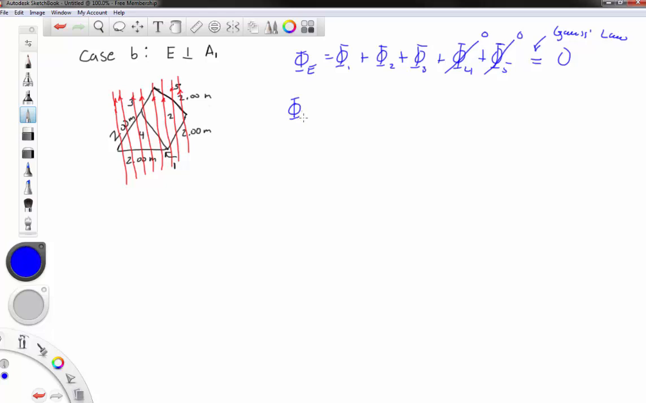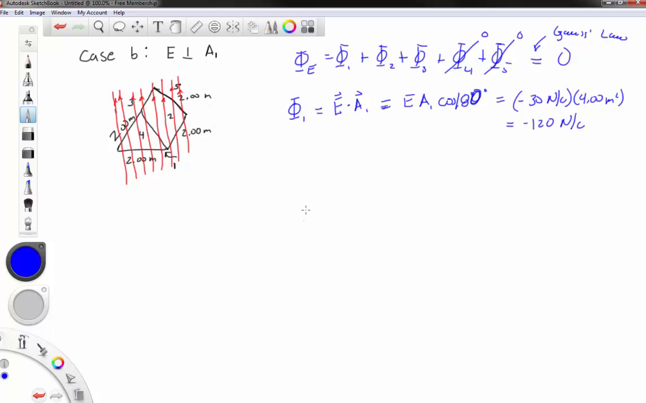For the case of phi 1, since it's perpendicular, we have E dot A1 is going to be equal to E A1 times cosine of 0 degrees. Or if we want to be a little fancier, we can say that it's actually the cosine of 180 degrees because it's going into the surface. And so this is basically negative 30 newtons per coulomb times 4.00 meters squared, and so that's minus 120 newtons per coulomb. Okay, so basically this minus sign is from this cosine of 180.